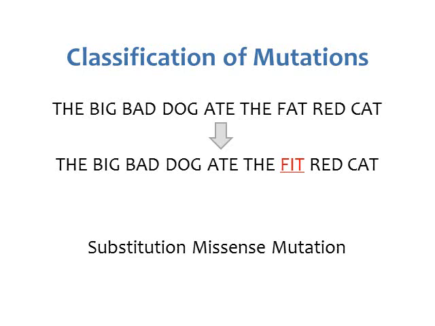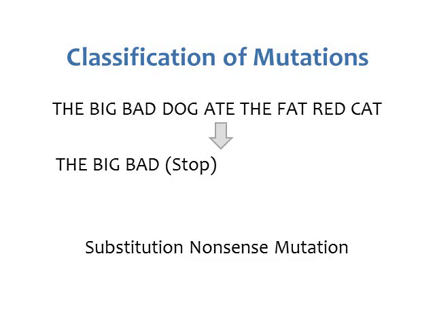In the word fat, the A we change to an I. So it's a substitution, and it's a missense because the sentence that we create still makes sense, but it's different than the original. So we get: the big bad dog ate the fit red cat. We still have a sentence that makes sense, but it has a different meaning compared to the original sentence.